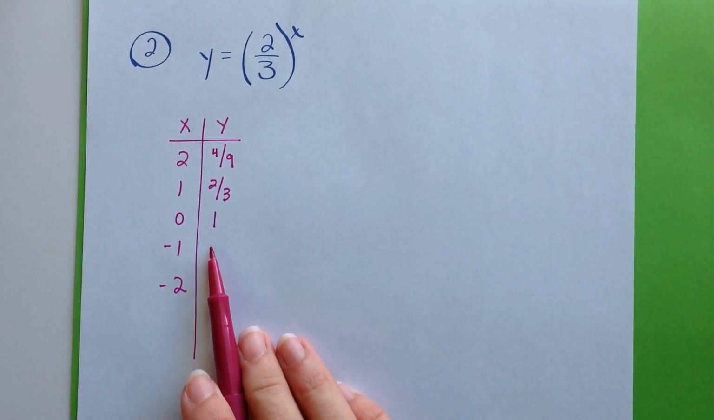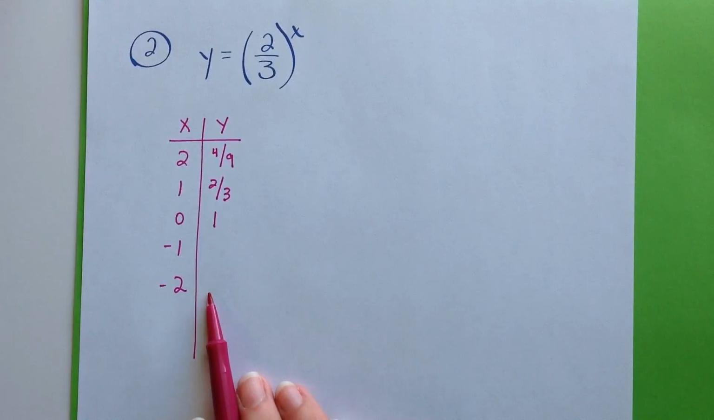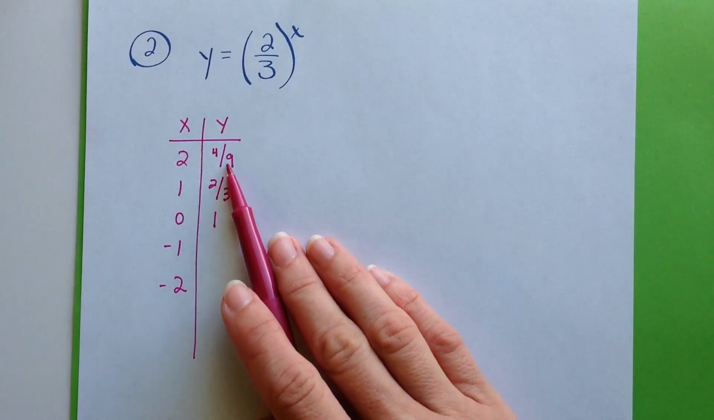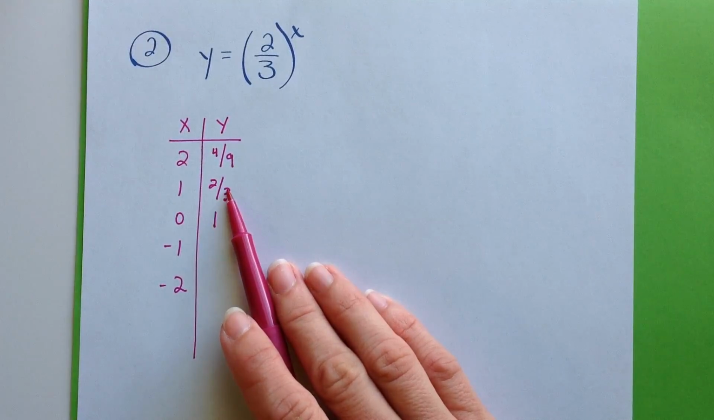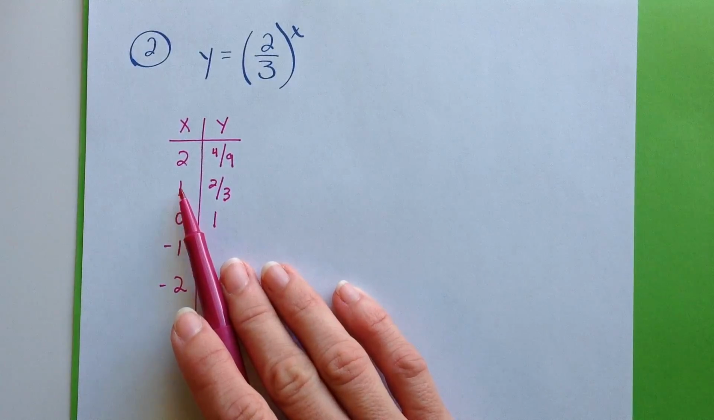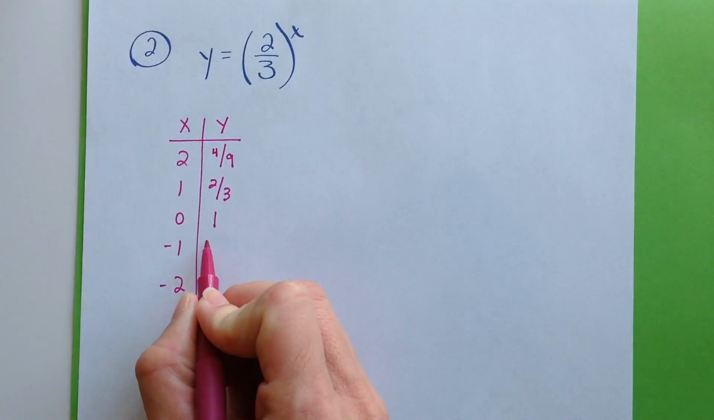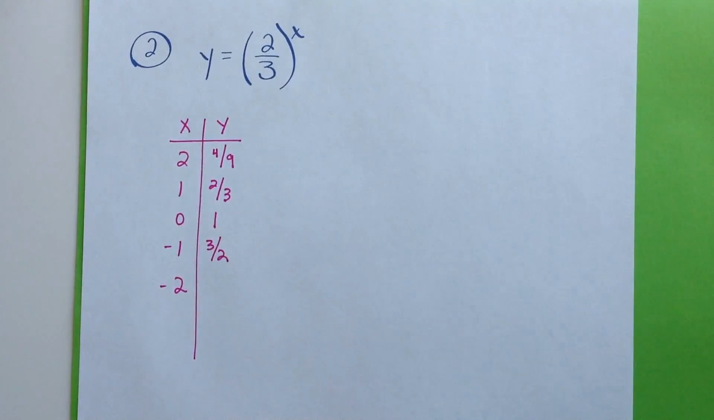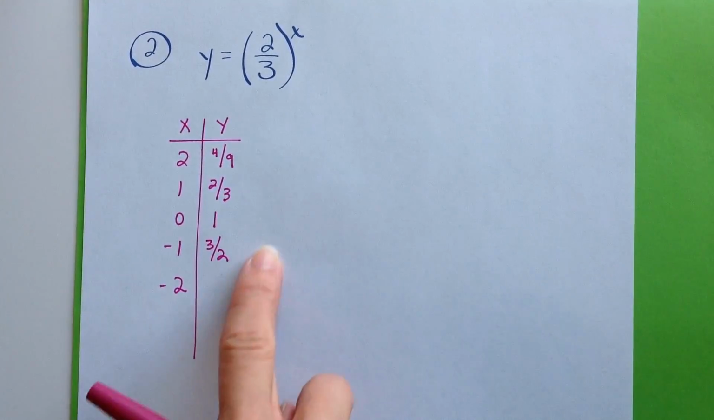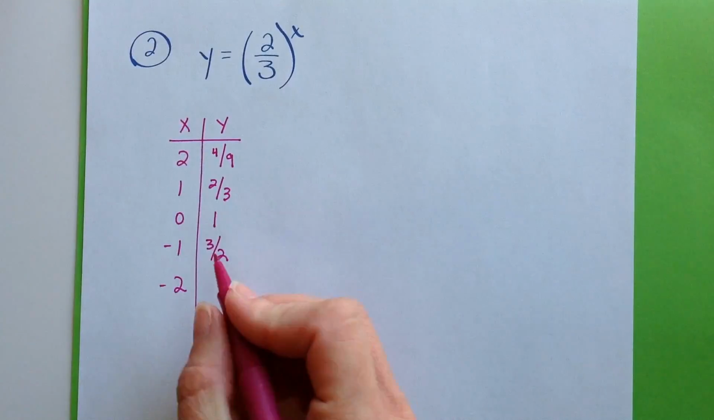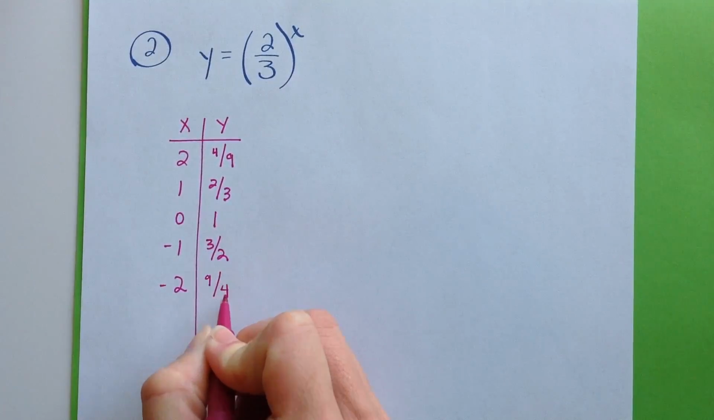The y values that you have for these two will always be the reciprocal of these two, and that's just a quick way to fill your table in. So x equal +1 gave me 2/3. The -1 is going to give me 3/2, because that negative exponent is going to cause everything to, if it's on the top, you take it to the bottom. If it's on the bottom, you take it to the top. So it just ends up being the reciprocal. Then -2 would be the reciprocal of the 4/9, so we have 9/4.